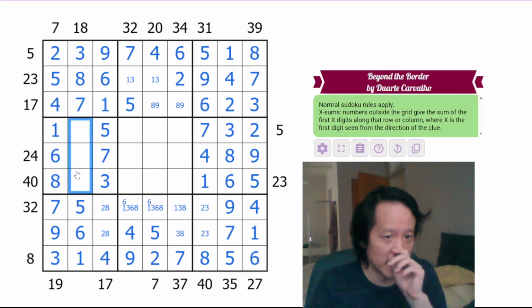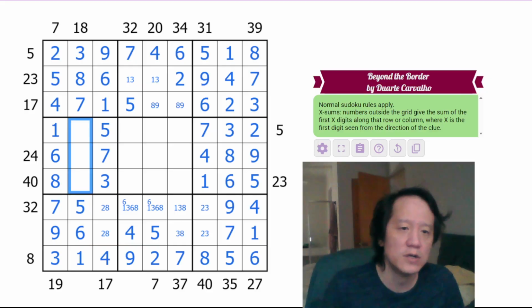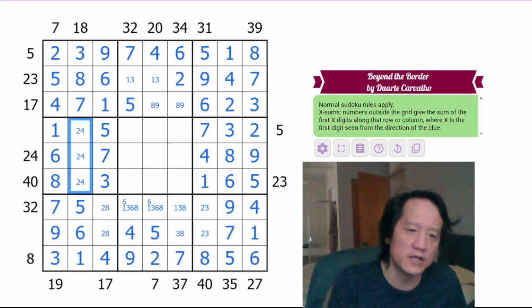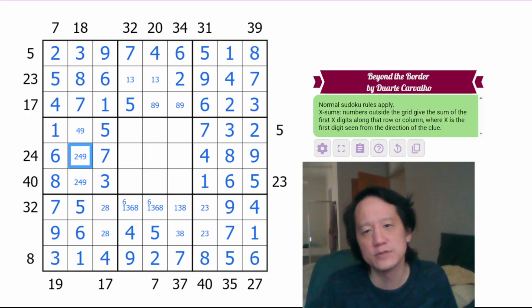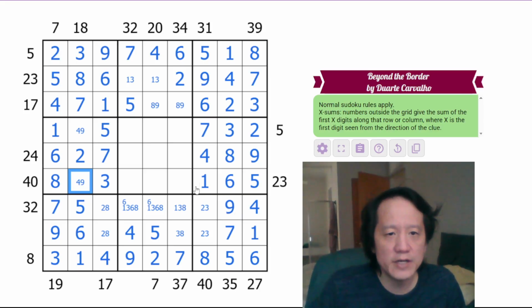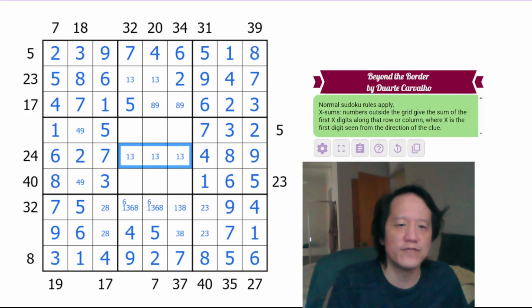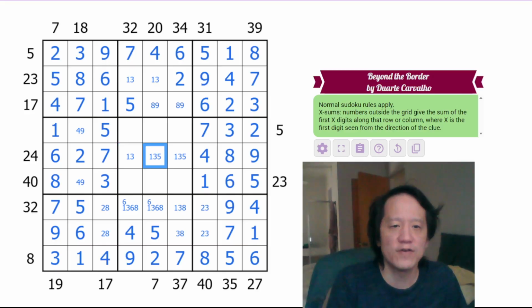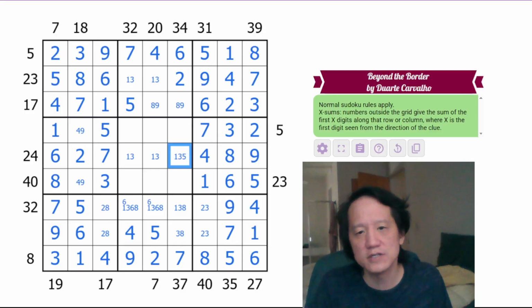That means the remaining digits in column 2 are 2, 4, and 9. This can't be 2, this can't be 4 or 9, so this is 2, which means this can't be 2 here. Remaining digits in row 5 are 1, 3, and 5. This can't be 5 because of 5 in the column. This can't be 5 because of 5 in the column. So this has to be 5 here.